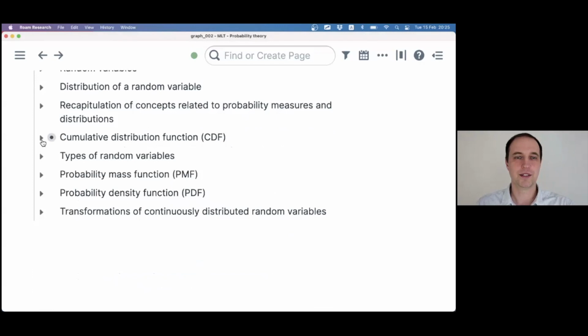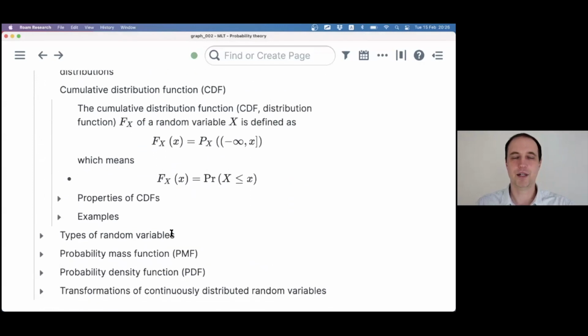Let's remind ourselves of some other concepts. So very important is this cumulative distribution function. And the cumulative distribution function was defined simply using the distribution of x. Specifically, we say that the functional value at point little x of this cumulative distribution function of the random variable x is going to be this distribution evaluated for this interval from -infinity to x, including x.